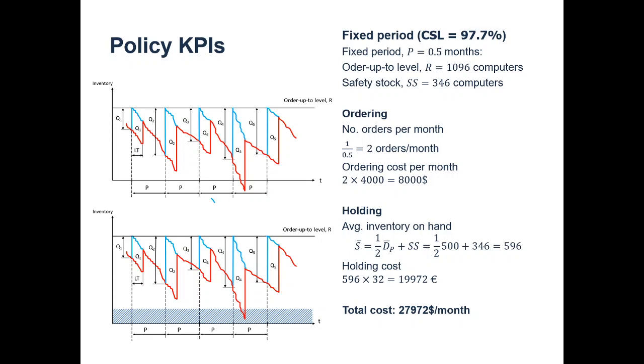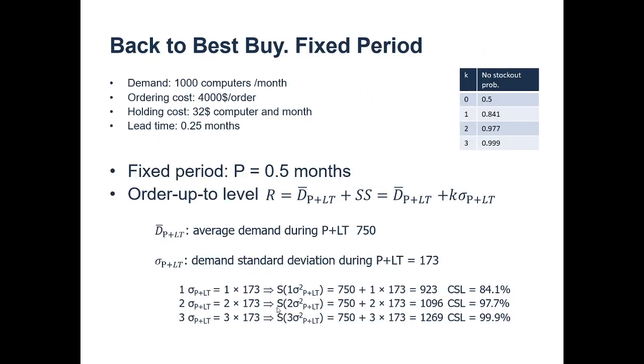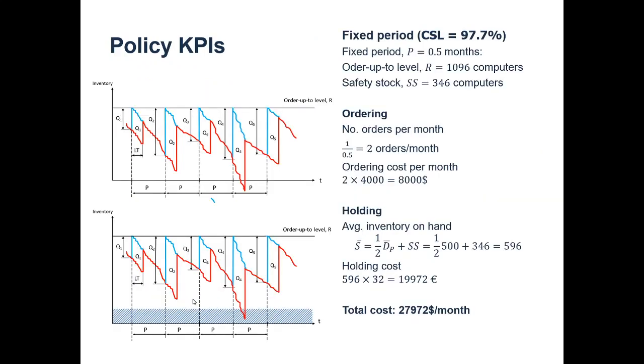So we can compute now the costs for this policy. Let's imagine we want to have a cycle service level of 97.7%, which means adding twice the standard deviation during the lead time plus the fixed period, which is adding to this average demand twice that deviation, and this is our safety stock. So if we pick this option, what we have is a fixed period of half a month that doesn't depend on our cycle level, our service level.